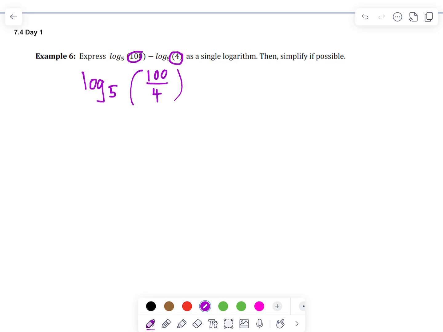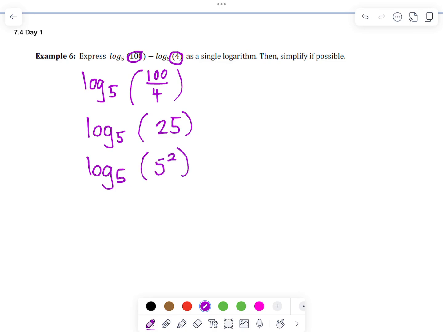Let me simplify that fraction. So 100 divided by 4 is 25. And then we're going to change that 25 to an exponential. So 25 is equivalent to 5 squared. And now we have a logarithm of base 5 and an exponential of base 5. So we can use our inverse property. They cancel out. So we're just left with 2.